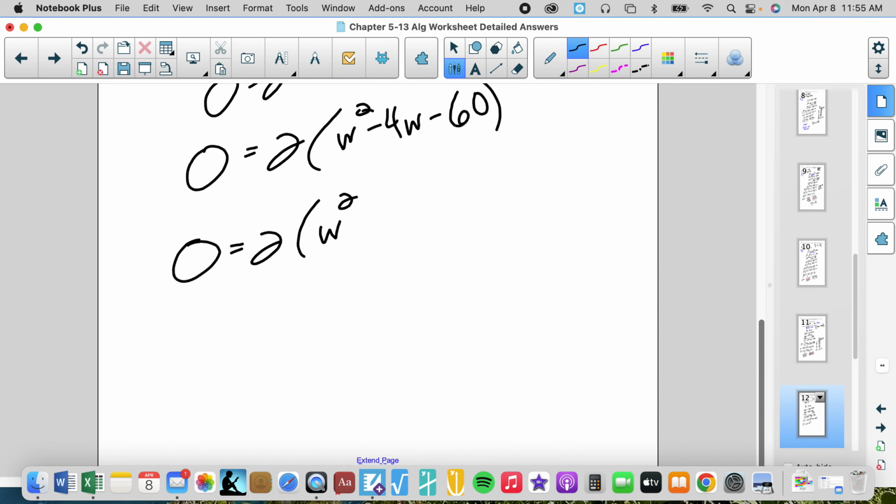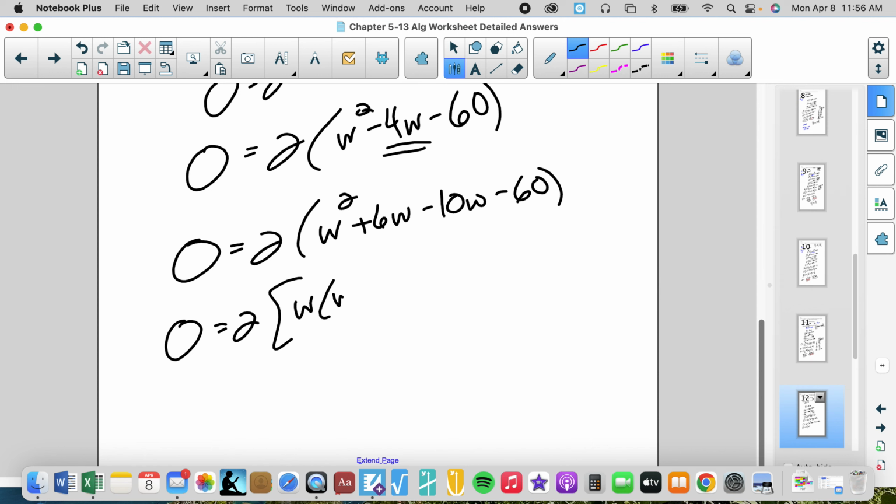5 and 12? No, 5 and 12, 6 and 10. There we go. Plus 6w minus 10w. Outside inside makes that minus 60. Okay, we're good here. Let's factor by grouping.